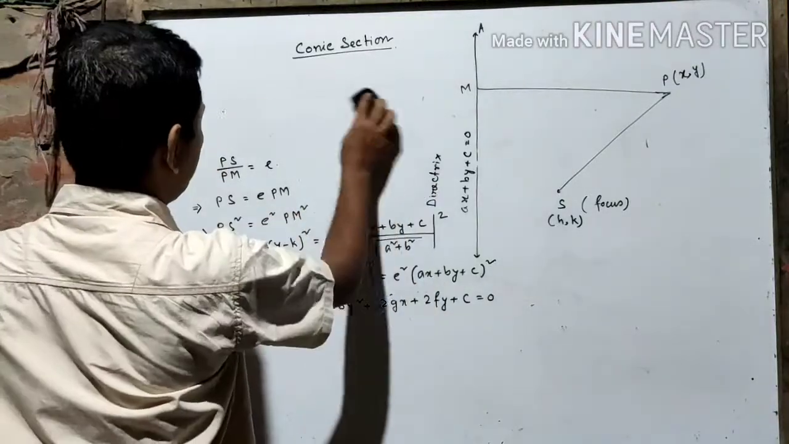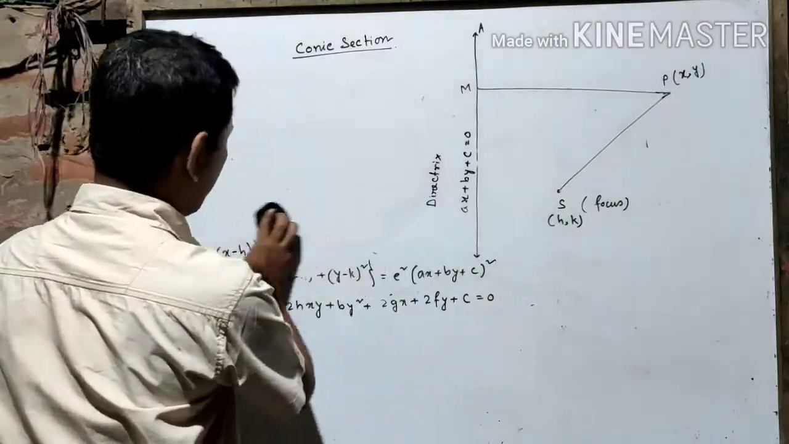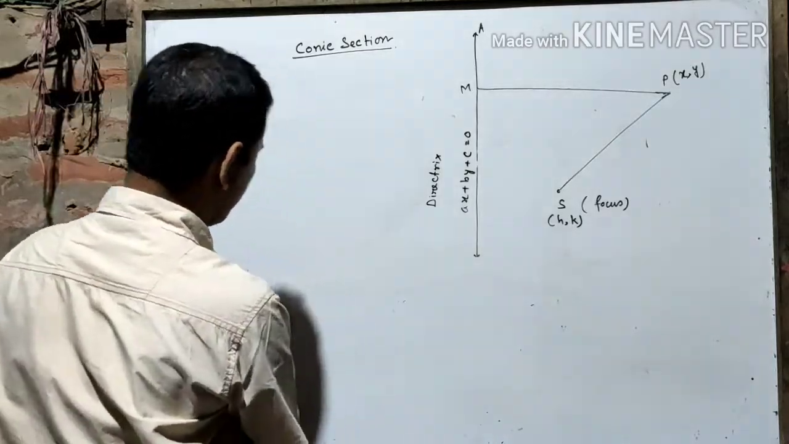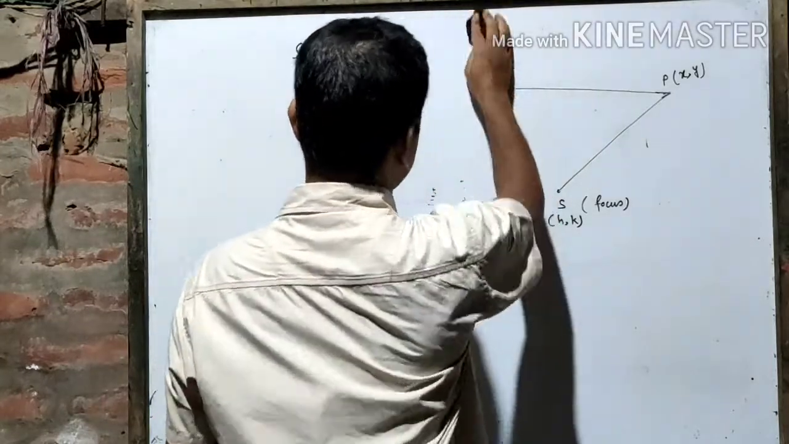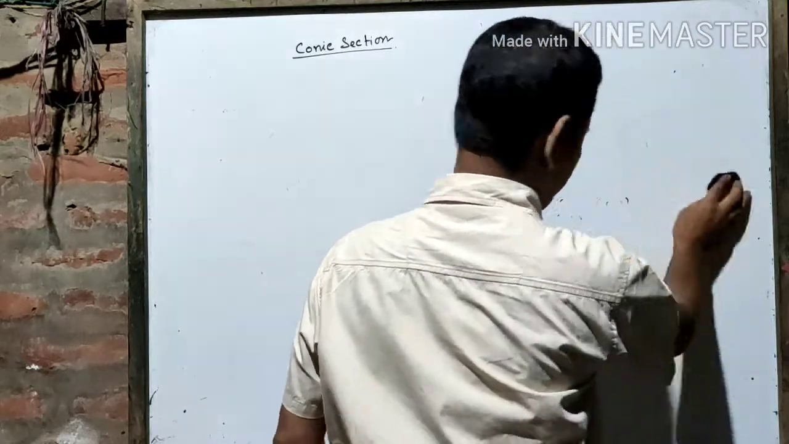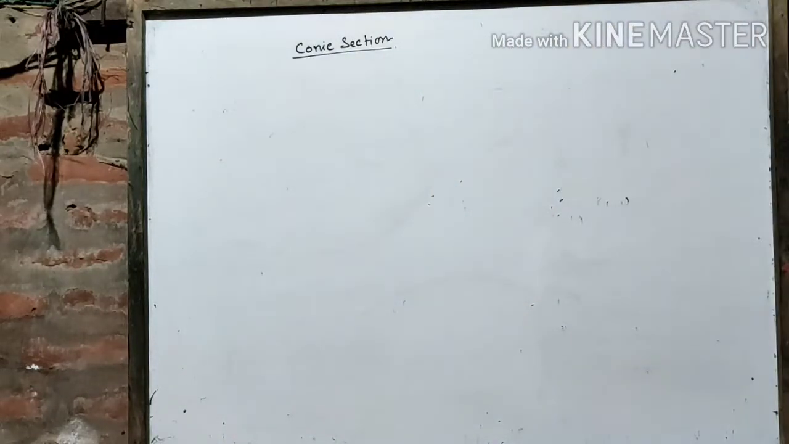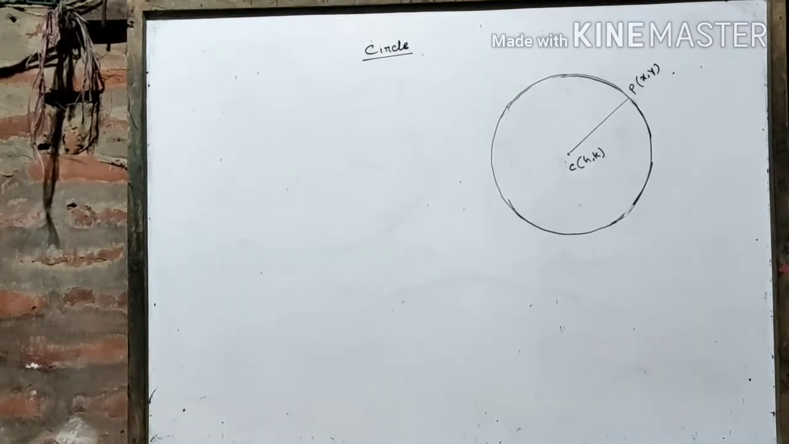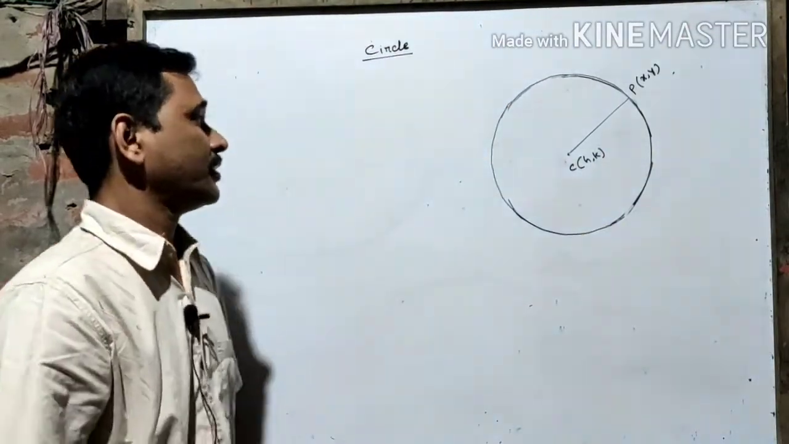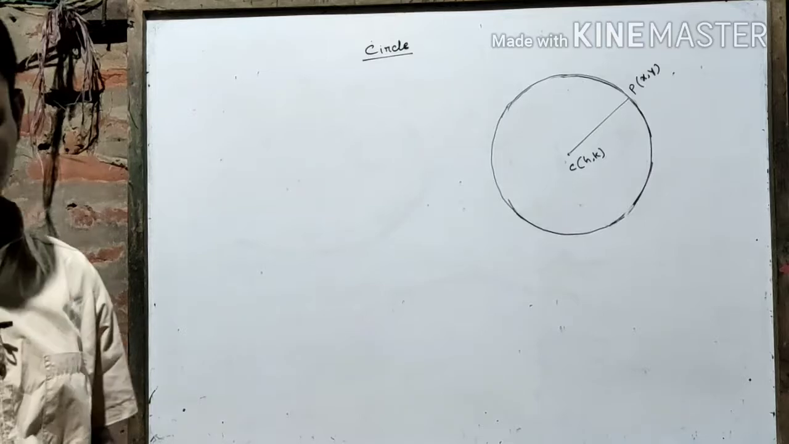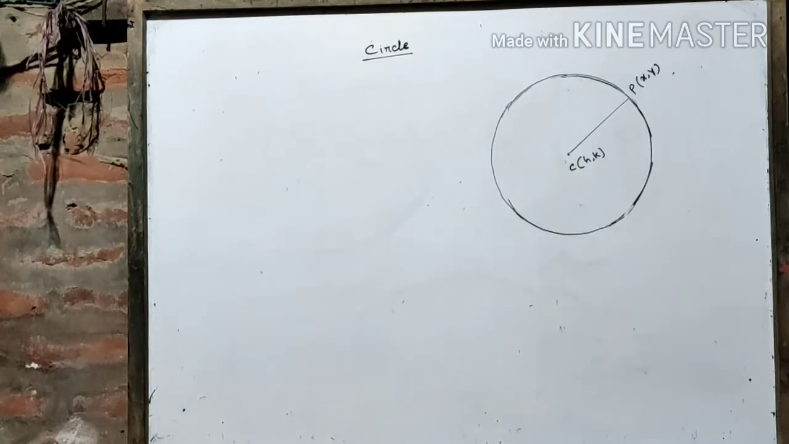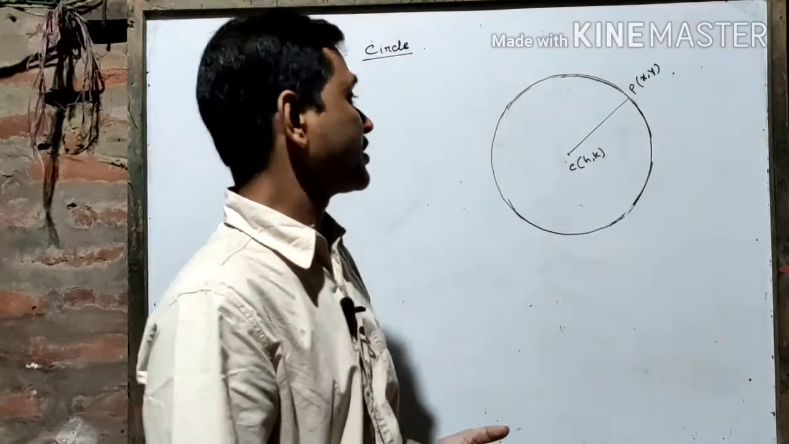Now we will start with parabola. So what is a parabola? A parabola is a conic whose eccentricity is 1. Before starting parabola, let us discuss something about circle. We know that circle is also a conic section. It's a special case of ellipse. We will discuss later how it is a special case of ellipse, when we discuss ellipse.